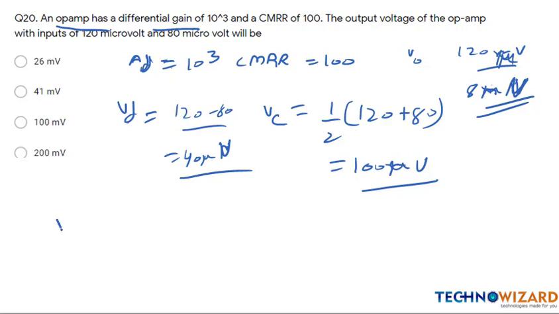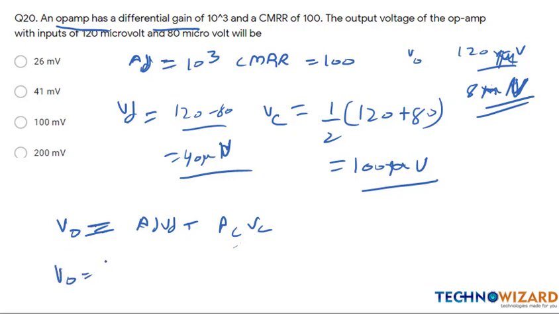Now we have to find the output voltage. The formula for output voltage will be AD VD plus AC VC. Now you don't have the common mode gain, which is AC. So we are converting this formula in terms of CMRR, that is the common mode rejection ratio. See how we can convert this into the common mode rejection ratio formula.